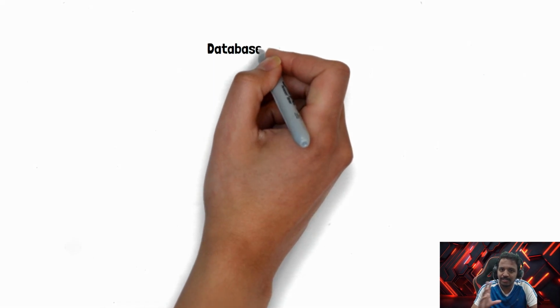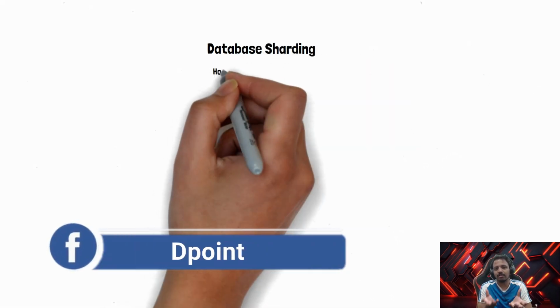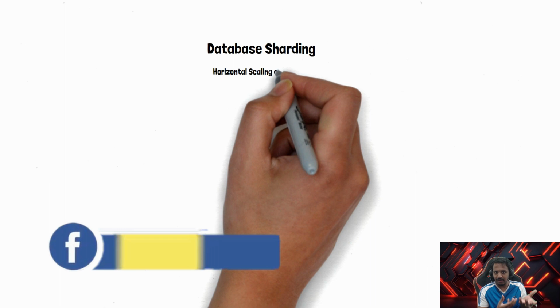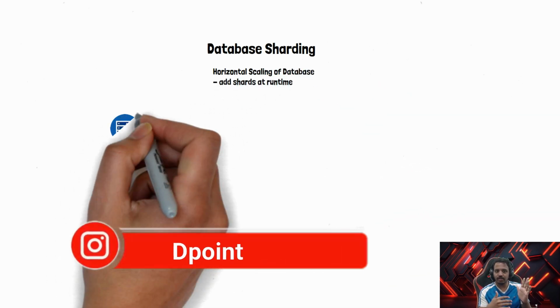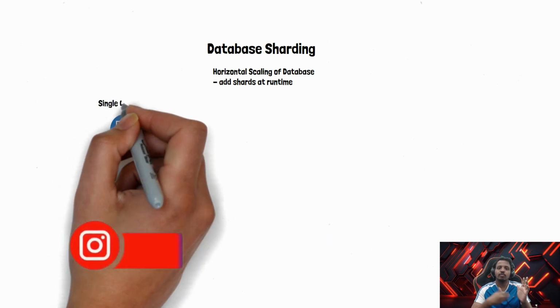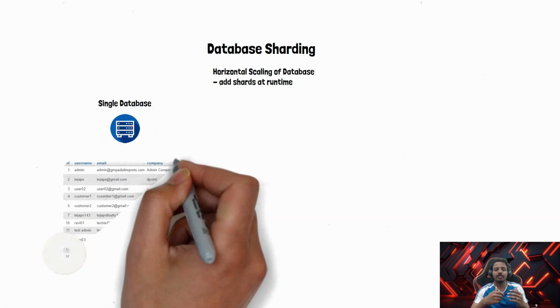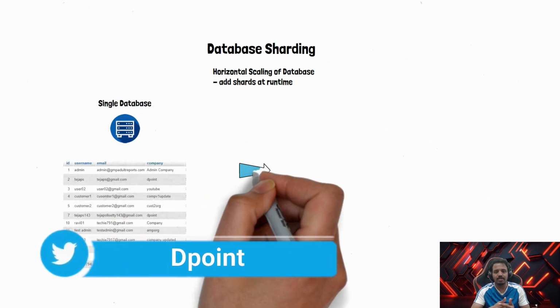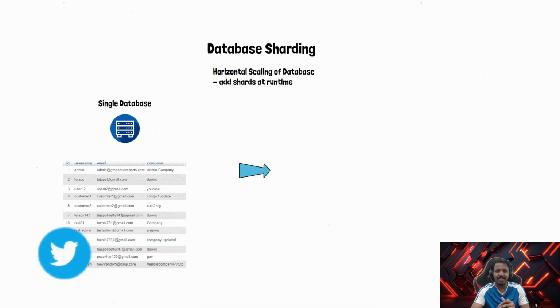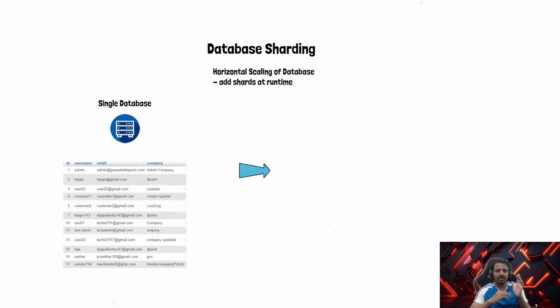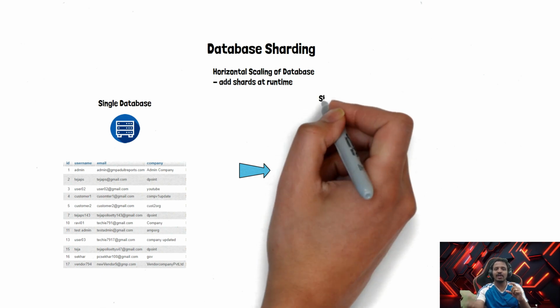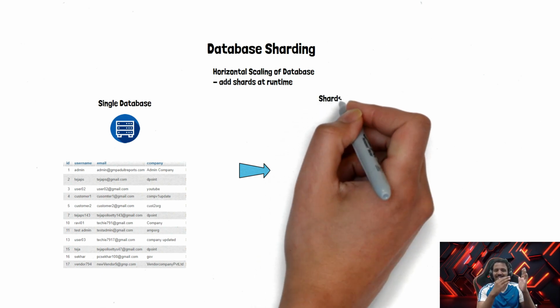So what is database sharding? Before that, let's take a simple example. Let's say we have one database with one table, and that table has 10,000 records. As more and more records come, more writes and insertions happen, and more data is getting inserted, it is very hard to handle. So what if instead of storing the 10,000 records in one database, that database is split across multiple databases?